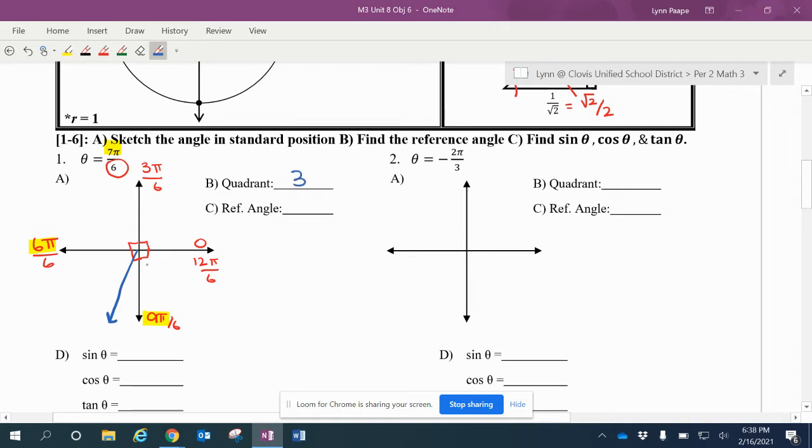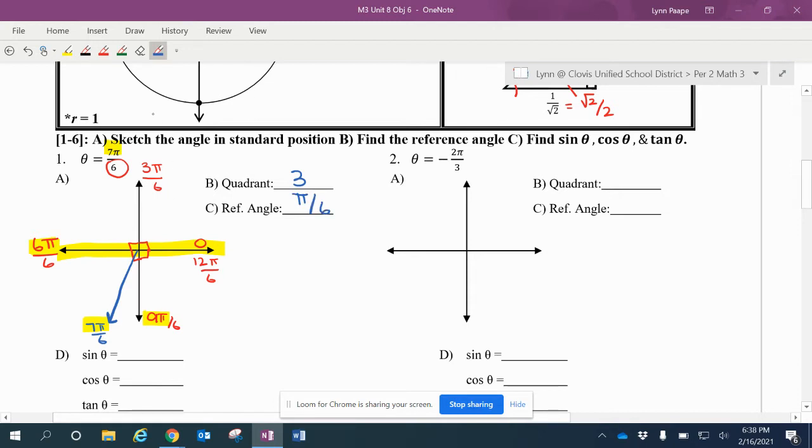So our reference angle is that shortest rotation to the x-axis. Again, we always want to go to the x-axis. So how far apart is 6 pi from 7 pi? That would be 1 pi over 6.